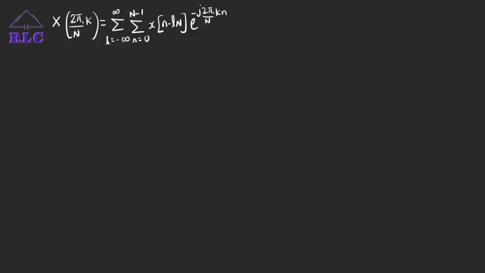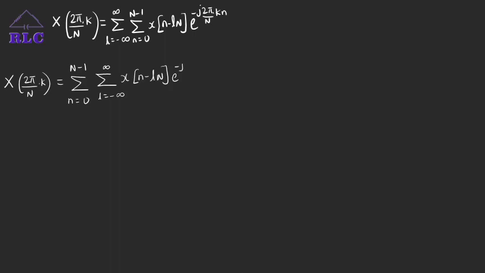Continuing, in this expression, let's change the order of summation. By changing the order of summation, the equation can be rewritten as X of 2 pi by N into k is equal to summation n is equal to 0 to N minus 1 into summation L is equal to minus infinity to plus infinity x of n minus LN into e power minus j 2 pi by N into kn. Let this be equation number 4.